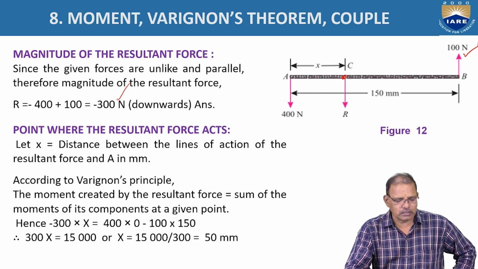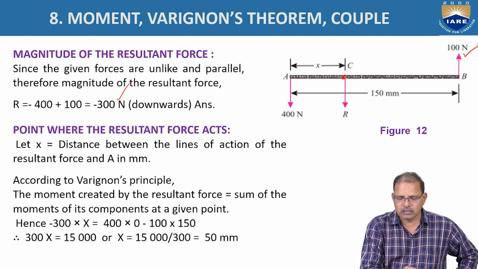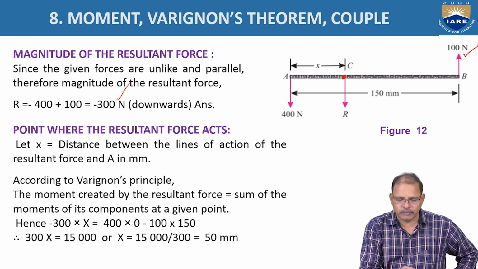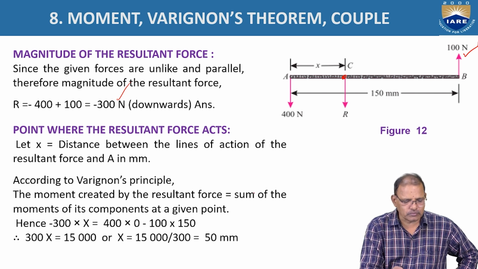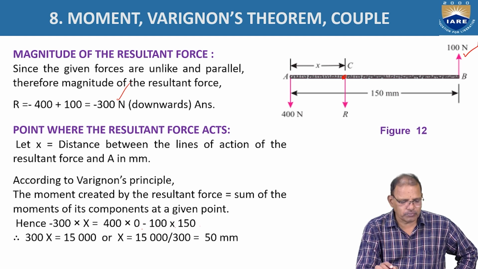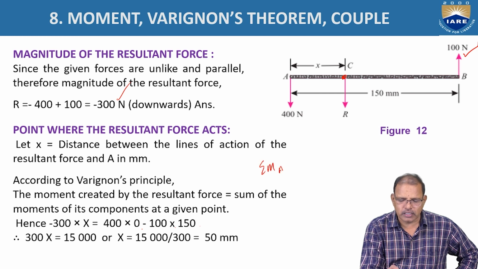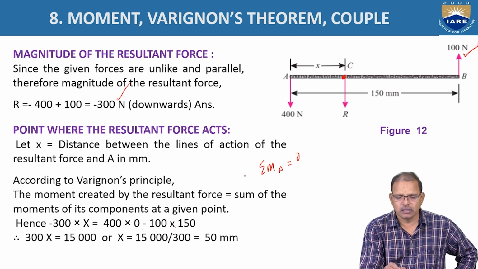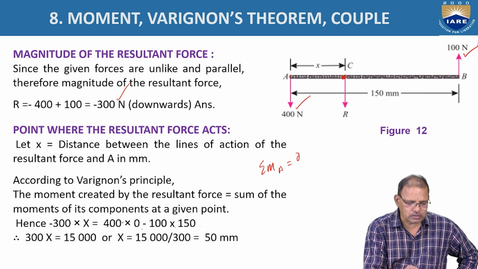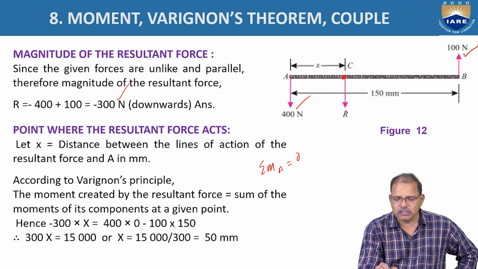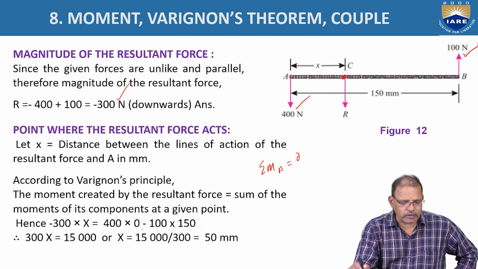Now we are taking the moments created by the forces. When I am taking the moments at A, that is sigma M about A, the moment created by the 400 newton force is equal to 0, and the moment created by R is also something we can determine.